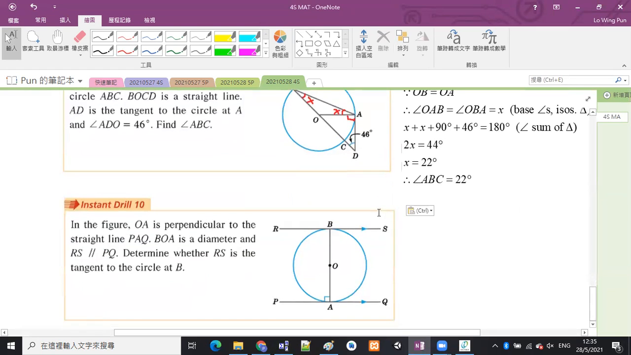Number 10. So in the figure, OA is perpendicular to the straight line PAQ, and then BOA is a diameter. RS is parallel to PQ. Determine whether RS is the tangent to the circle at B. Okay, I need to check whether RS is a tangent or not. Okay, so up to this moment, you only have one reason for you to use, okay, to check whether it is a tangent or not.